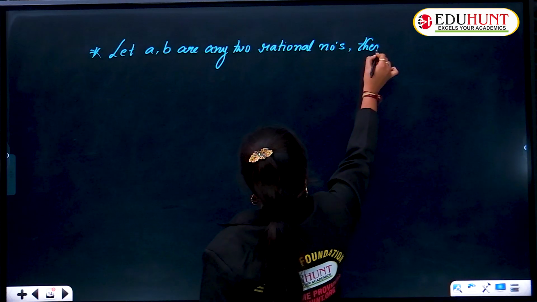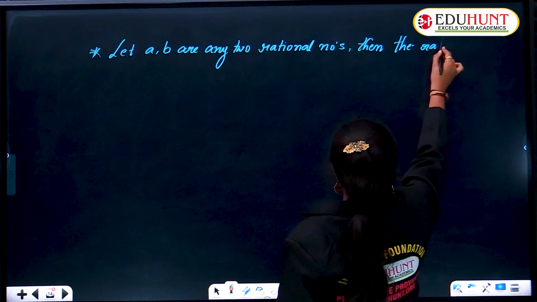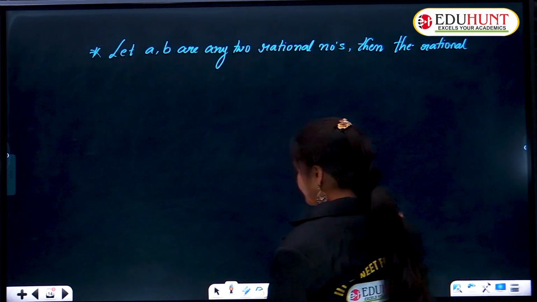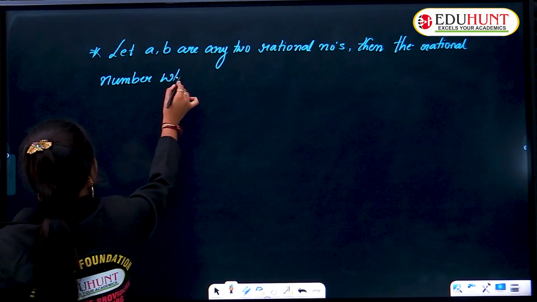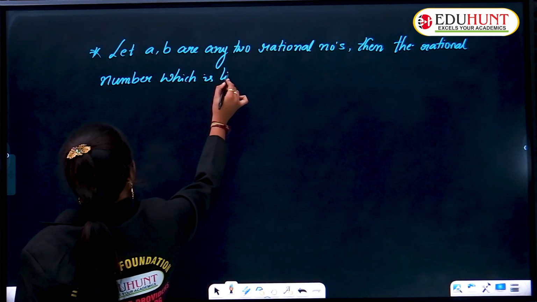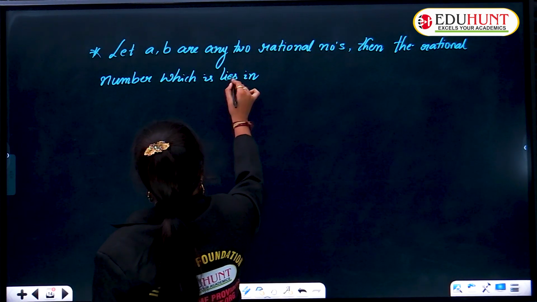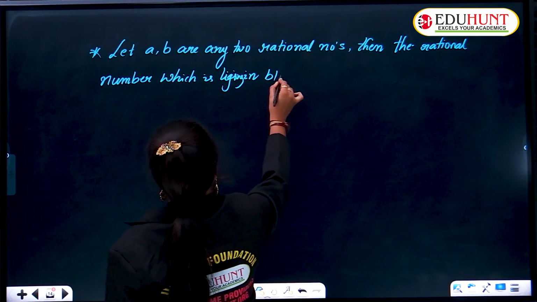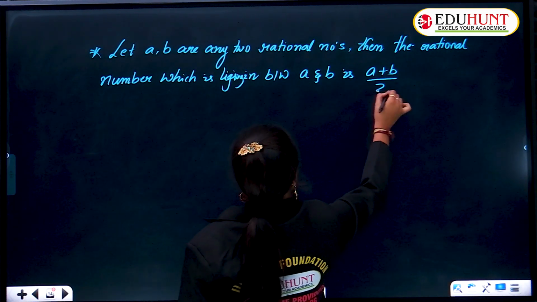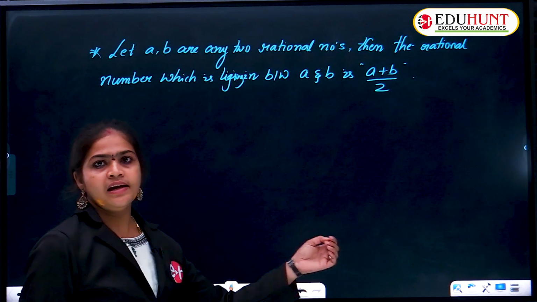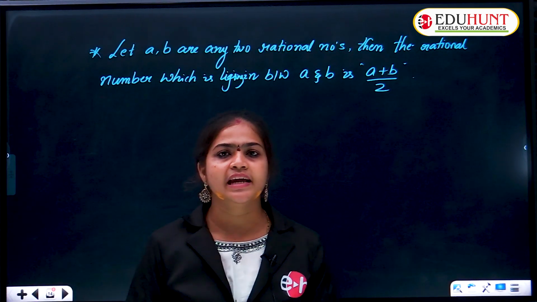Then the rational number which lies in between A and B is (A plus B) by 2. This is the formula method. The rational number which lies exactly in between any two rational numbers means here the formula is (A plus B) by 2.